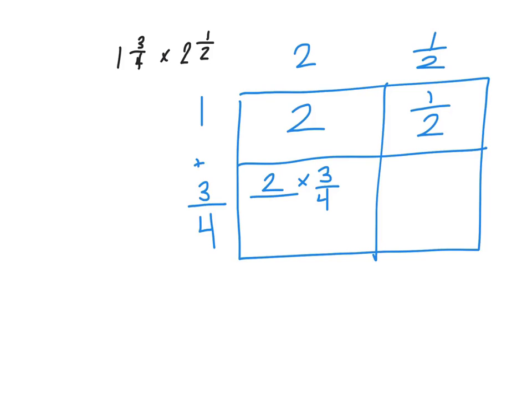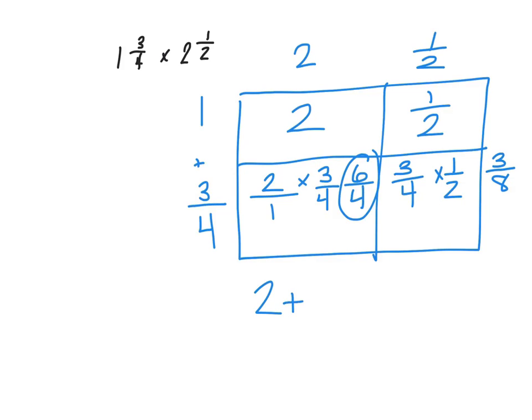2 times 3 is 6. 1 times 4 is 4. So I'm going to circle that. 3/4 times 1/2. 3 times 1 is 3. 4 times 2 is 8. So now I have to add 2 plus 1/2 plus 6/4 plus 3/8.